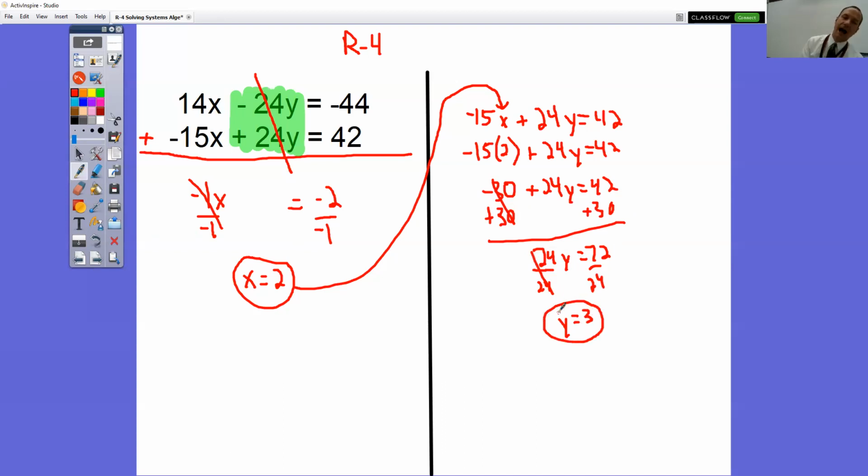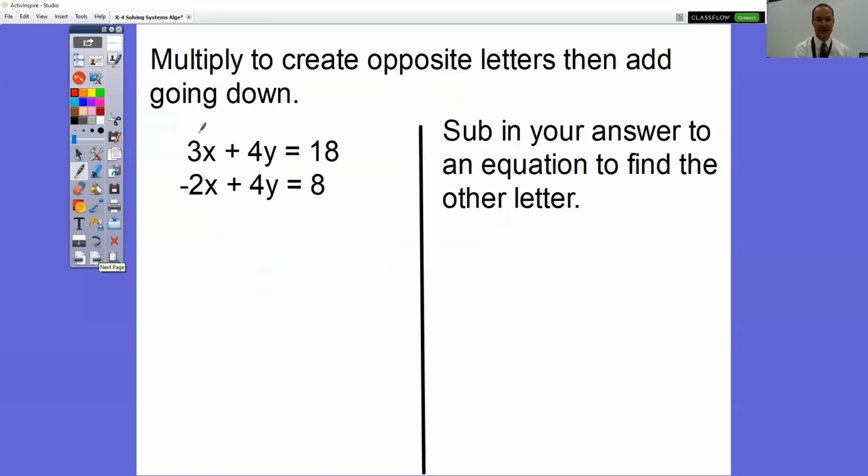So again, when you have your opposites there already, all that you want to do is add going down. The next type of question that you're going to have, you have to create your own opposites by multiplying. Remember, these are the questions that you have to distribute, distribute, distribute. So we want to multiply to create our own opposites. What you're looking for are letters that go in evenly to each other. Does 2 go in evenly to 3? No, it doesn't. Does 4 go in evenly to 4? Yes, it does. So I want to make opposites with my y's.